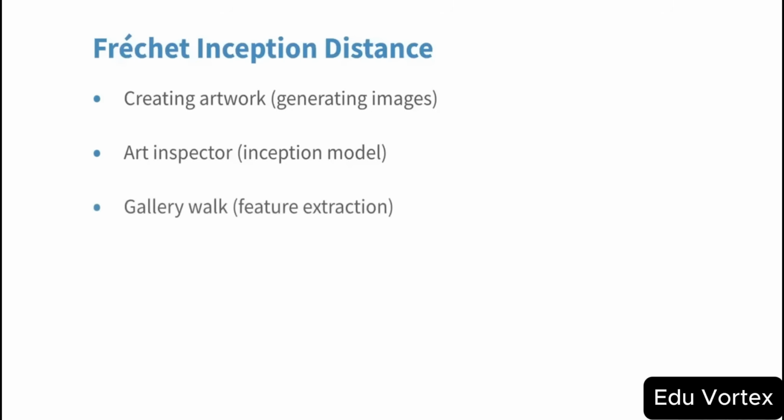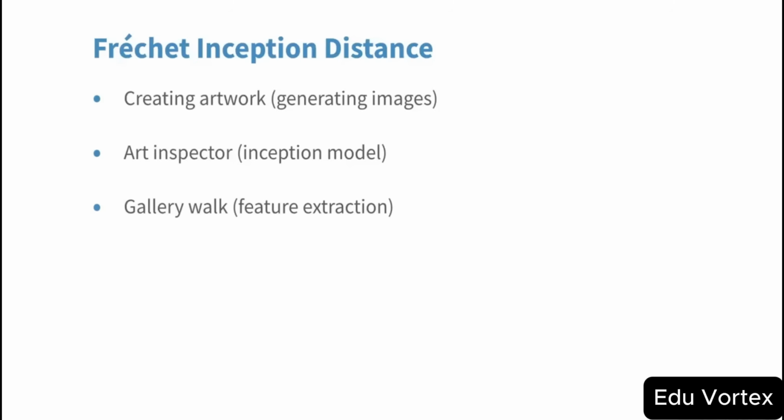So the art inspector takes a look through the two galleries, one displaying the famous artist's work and the other displaying yours. And as they walk, they take notes on various features of the artwork, such as the colors and textures and shapes and so on. And this is like the inception model, looking at both the real and the artificial images and analyzing their features.